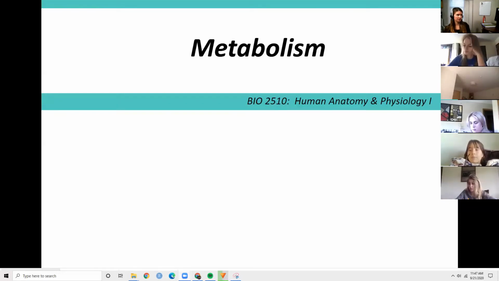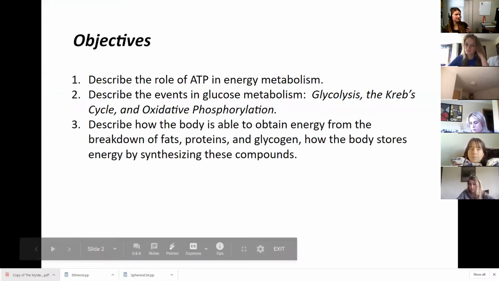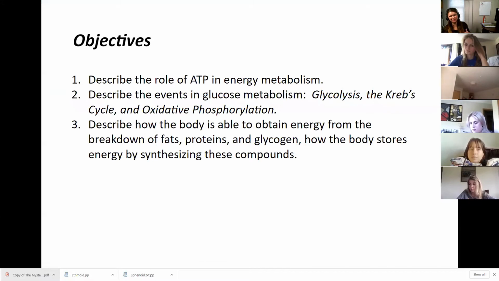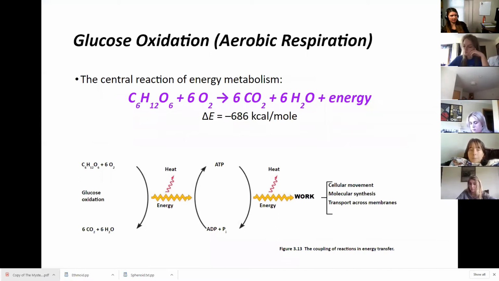Okay. So when we're talking about metabolism, that could refer to a couple different things, but in this class, we really just mean cellular respiration. So we're trying to figure out where ATP comes from in a cell, which for our purposes, when we're talking about cellular respiration, is from the breakdown of glucose. So glucose, one of our monosaccharides.